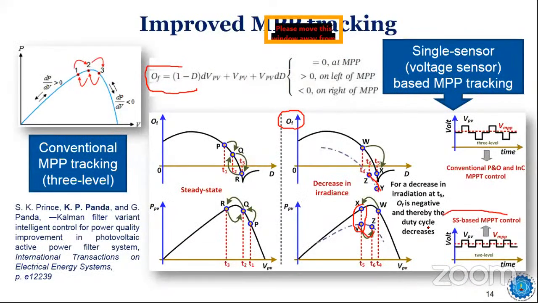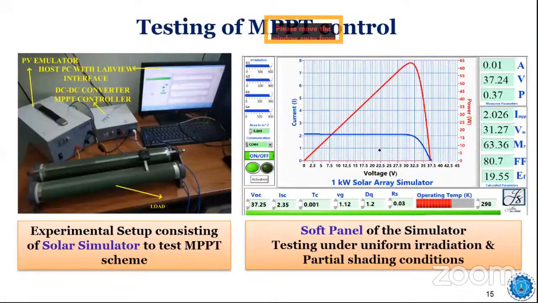You try to develop reduced sensor type MPPT. You try to develop MPPT techniques with different algorithms like particle swarm optimization, genetic algorithm. These are already developed. Flower pollination based algorithm, and these techniques are already developed. This is one of our papers which you can follow for knowing in detail about this MPPT technique I have mentioned here. Okay, so this is one of our setups in the laboratory.